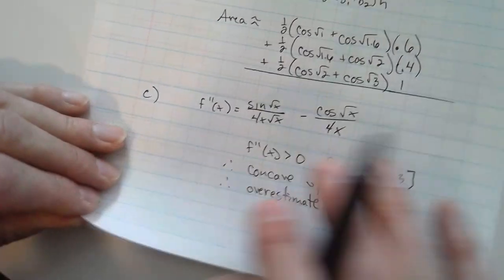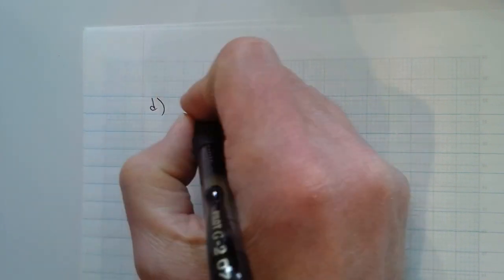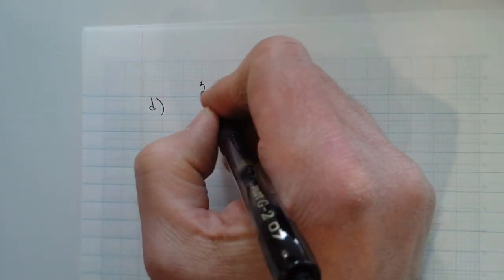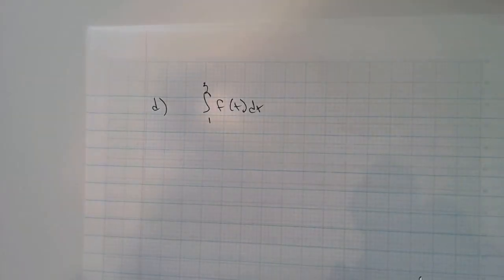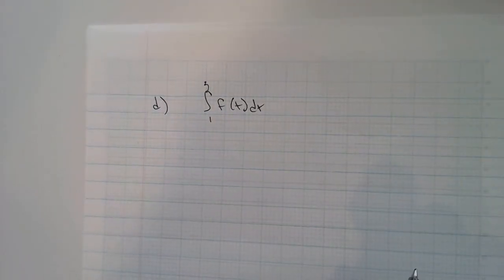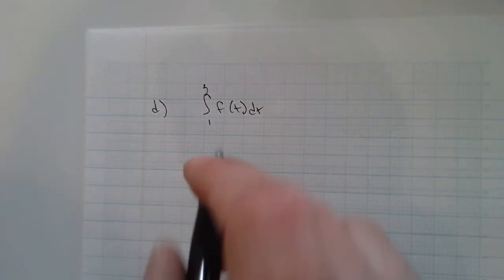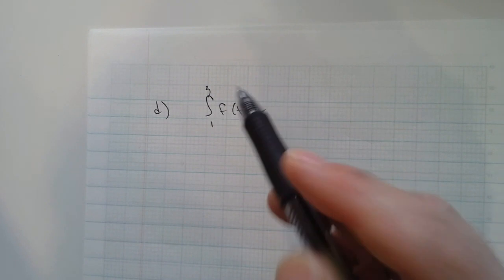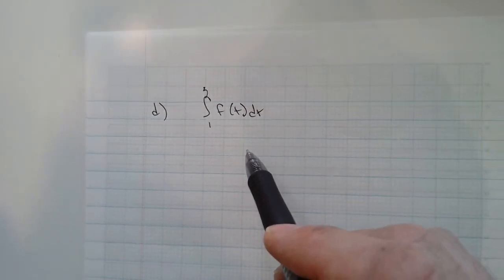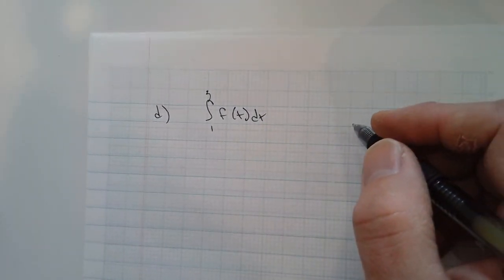D, time for another sheet of paper. Write the integral from 1 to 3 of f of x dx as a limit of a right Riemann sum with n subintervals of equal length. All right, so again, we haven't done a whole lot of this, if any. So we have to write this as a limit, and it's a right Riemann sum.